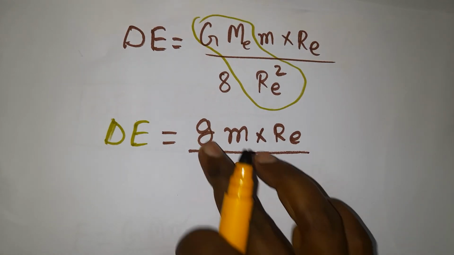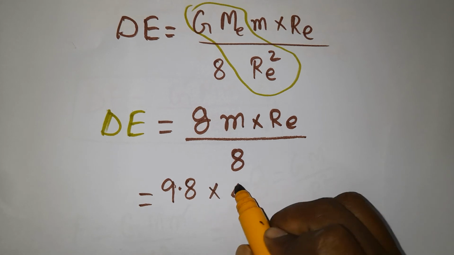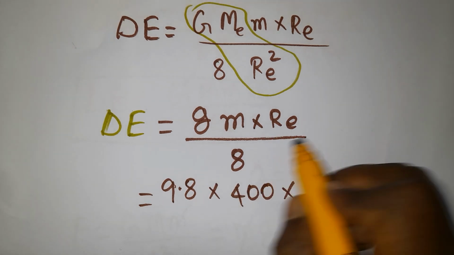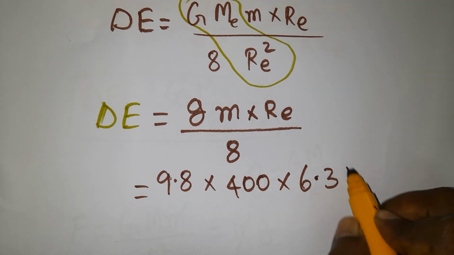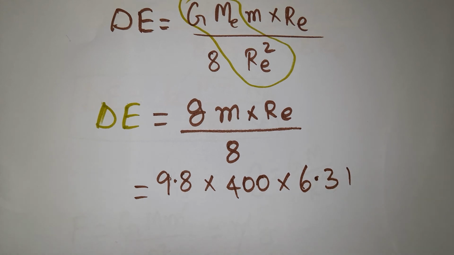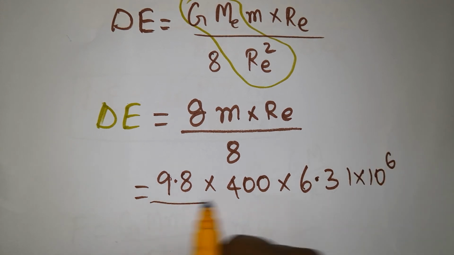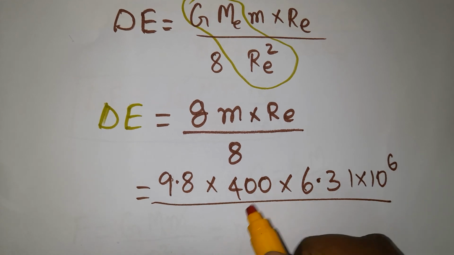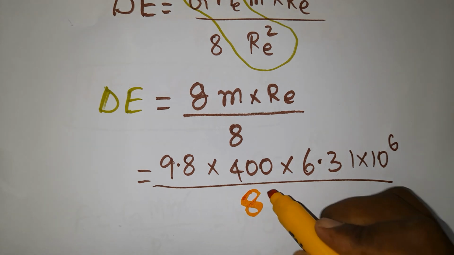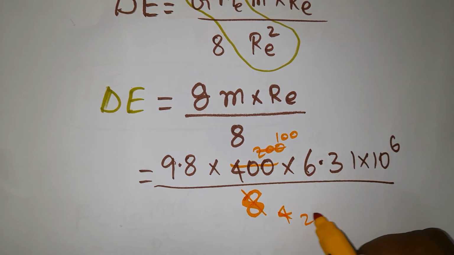Now what is the acceleration due to gravity? 9.8 meter per second square. What is the mass of the satellite? 400 kg. What is the radius of the earth? 6400 kilometer. Otherwise you can substitute the accurate value, 6.31 into 10 power 6. You can substitute the accurate value, otherwise you can use the approximate value. For MCQ you can use an approximate value, that's fine. So the denominator is 8. Now I am going to simplify. It is 4 times 200, again 2 times 100, again 2 times 50.